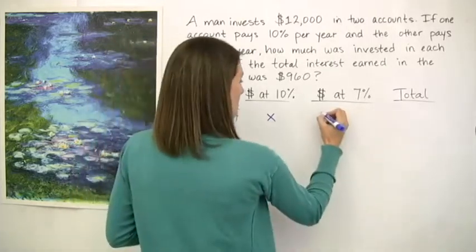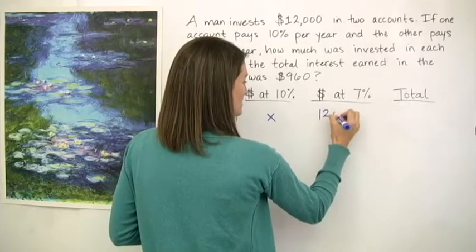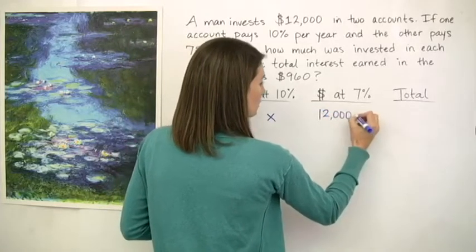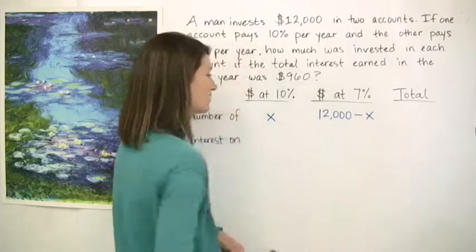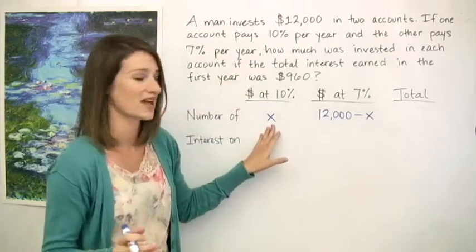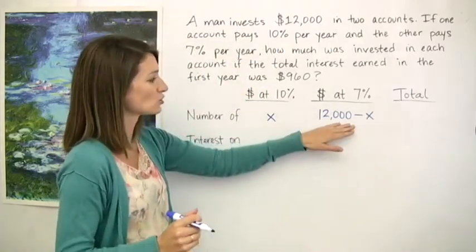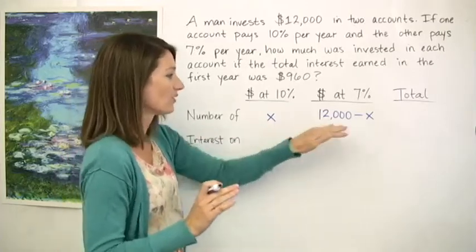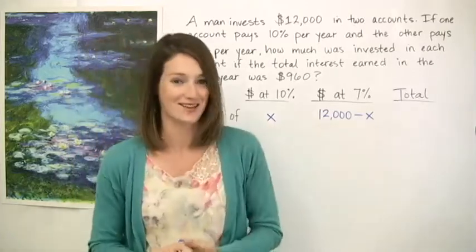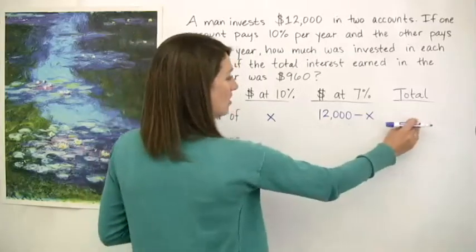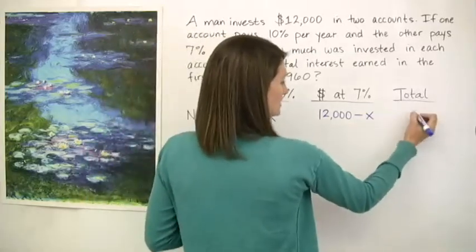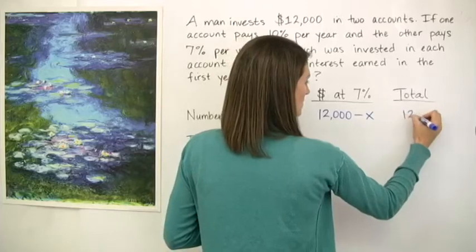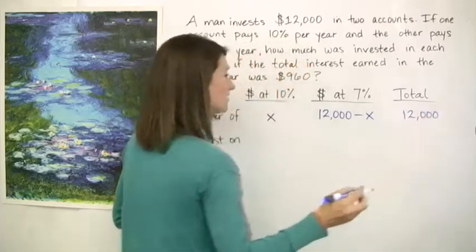So we write that by taking the total amount invested, $12,000, and we subtract x, because x is the amount in our first account. We know 12,000 is our total, so if we subtract the amount that he put in the first account, we'll have the amount that's in the second. And then our last column in this table here is asking for the total amount invested, so that's $12,000.